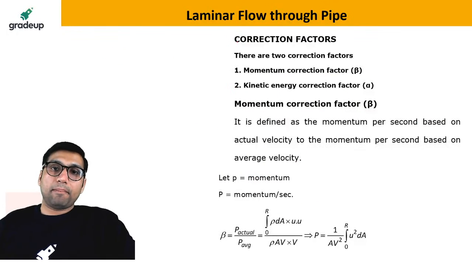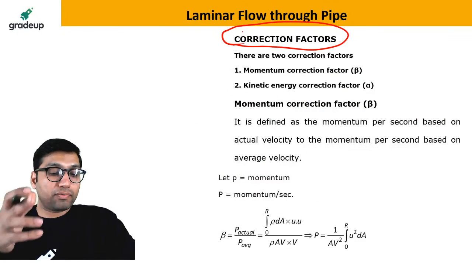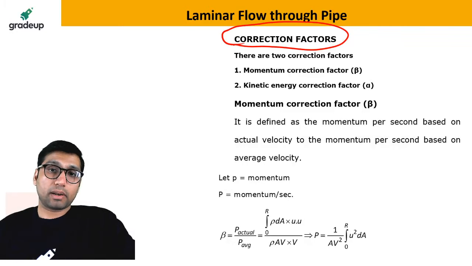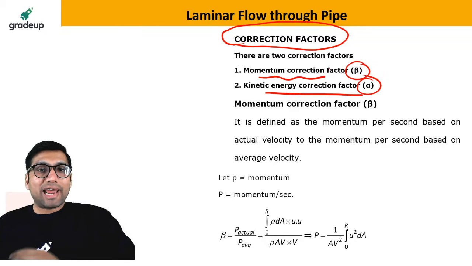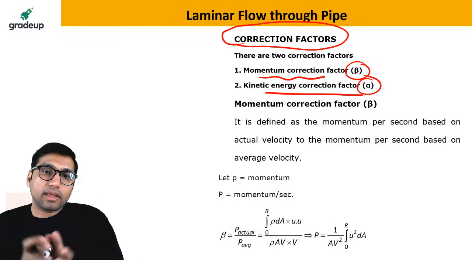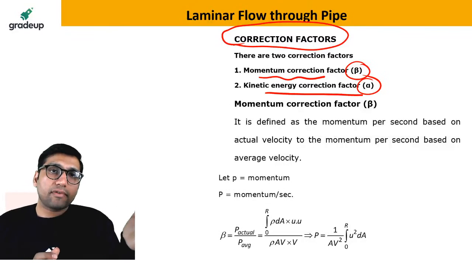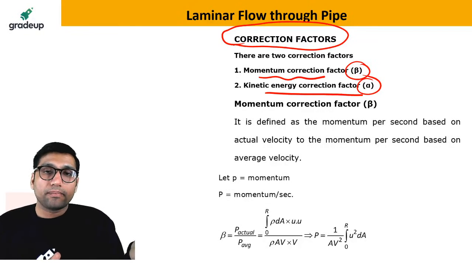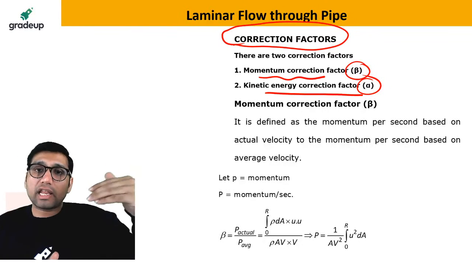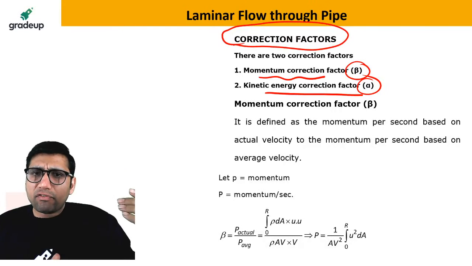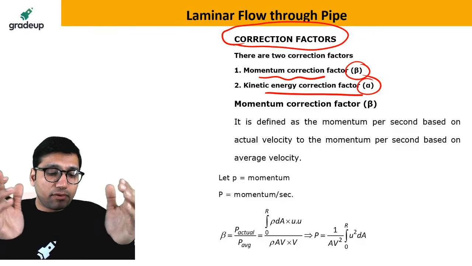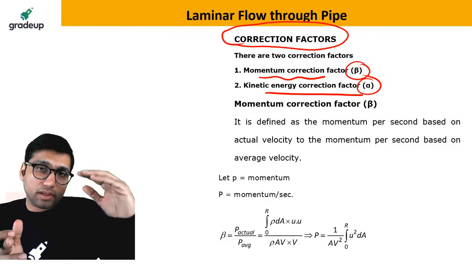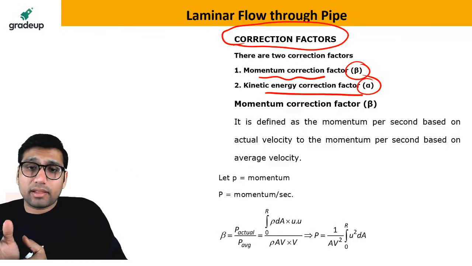One more important thing: there are two correction factors that we use for laminar or turbulent flow through a pipe, called the momentum correction factor and the kinetic energy correction factor. Why do we use these correction factors? Because in laminar or turbulent flow, there is a difference between the local velocity and the maximum velocity, as the velocity continuously varies. In turbulent flow this variation is very small. Why? Because in turbulent flow, mixing of the fluid takes place, so the velocity variation is very small.